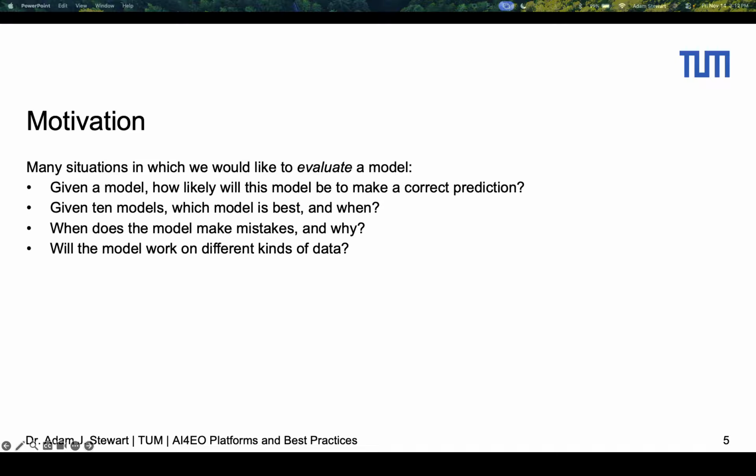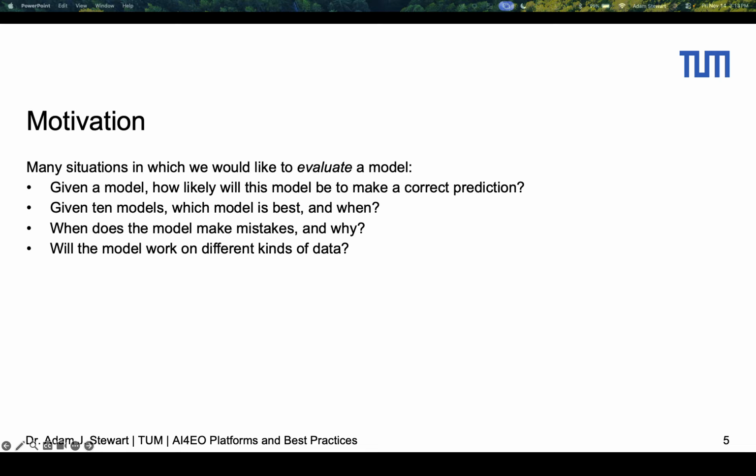And spoiler alert, most of the time it's not just one. Usually there's ones that are better in certain situations. So when is this model good? When can you trust it? And when should you use a different model instead? You might also be interested in knowing when the model is likely to make mistakes and why it is making those mistakes.